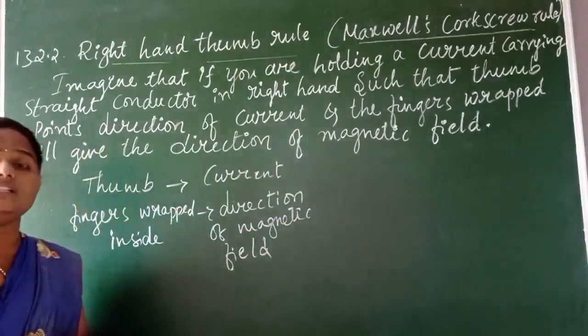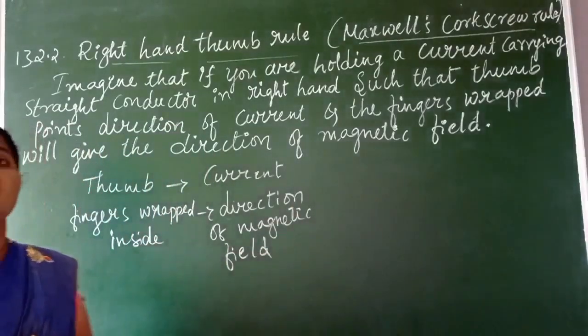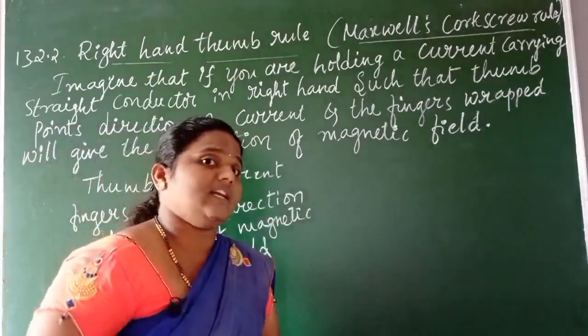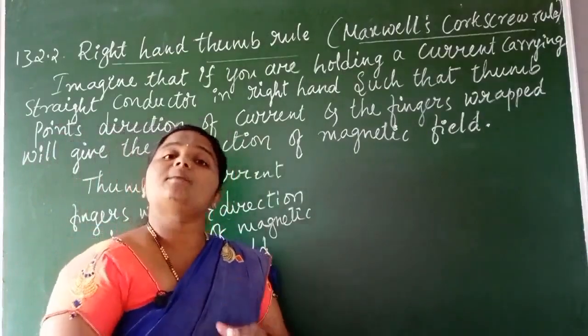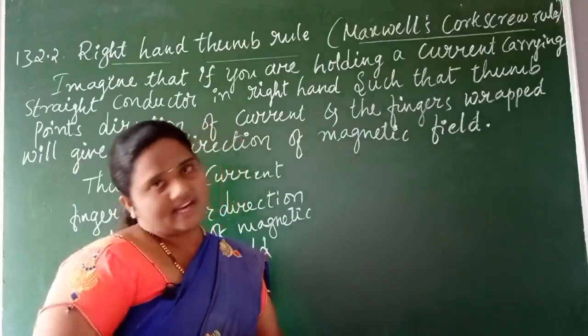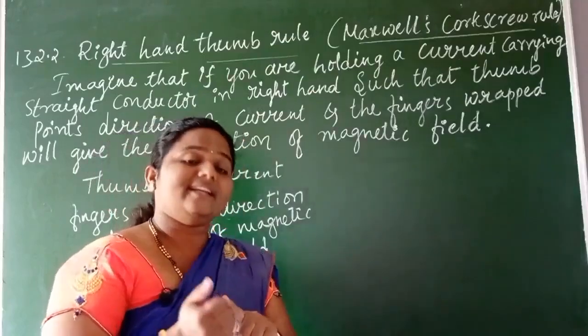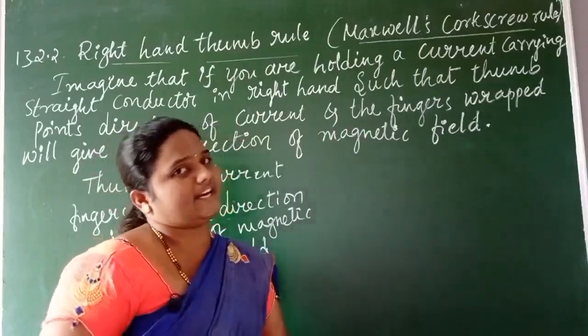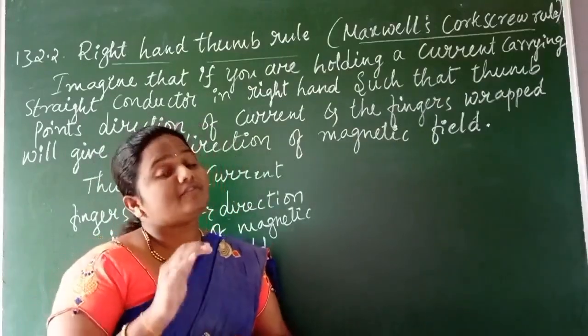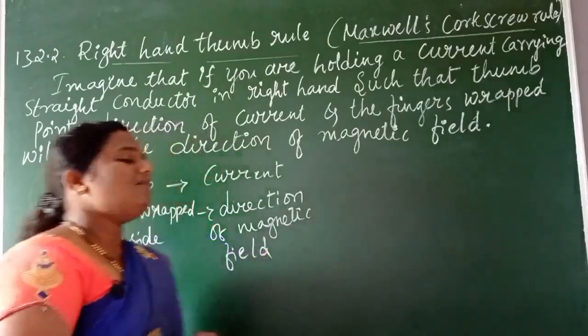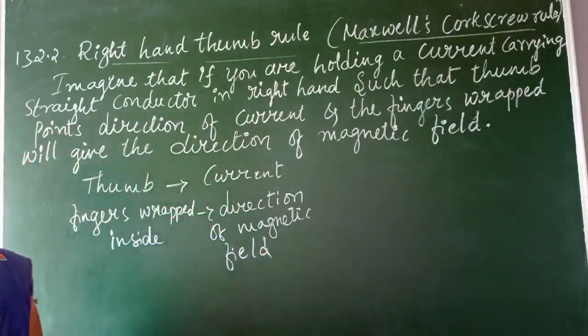What does the right hand thumb rule say? It is easy to imagine. If we imagine a current carrying conductor held in our right hand, the thumb will give us the direction of the current, and similarly the remaining fingers will give the direction of the magnetic field. Got it, children? Now we will see the two possible cases.